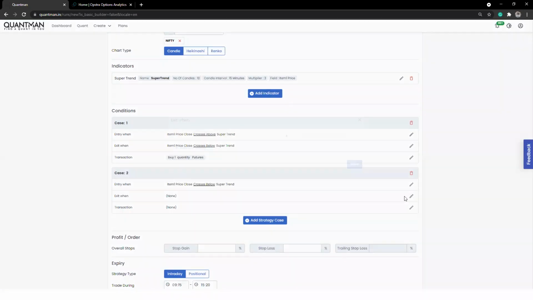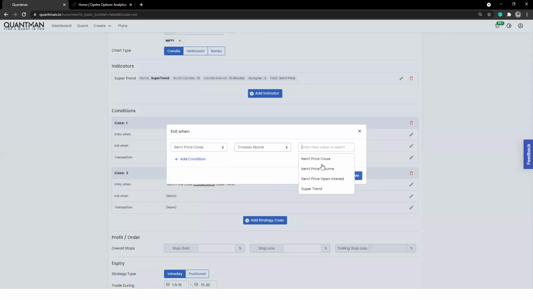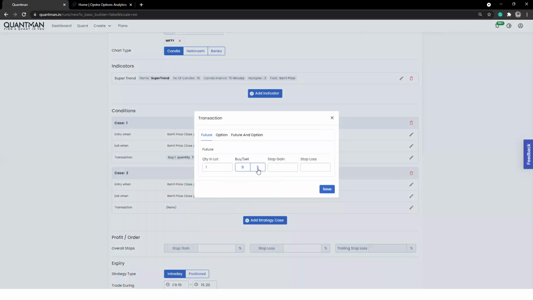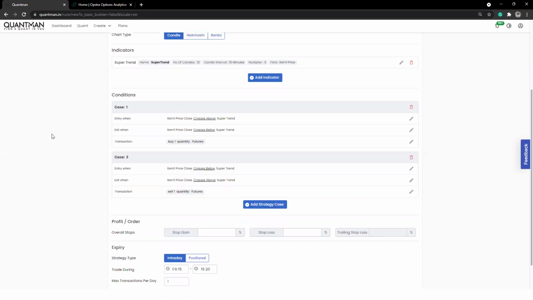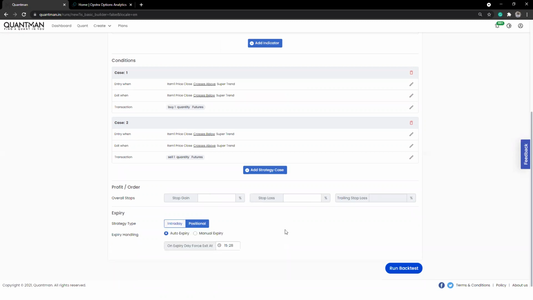And also I'm going to exit if the close is crossing above the super trend, right? So it's a very, very simple condition. Everybody knows this condition. I'll also add a sell transaction, short transactions over here. So when this bearish condition happens, it will short one quantity of futures. When the bullish condition happens, it will close out the positions. If in case I need any stop loss or target, I can keep it. However, I'm going to make this a positional strategy with an auto expiry at 15:28. It means if the expiry is nearing, at 15:28 on the expiry date, the position will be forced to exit.